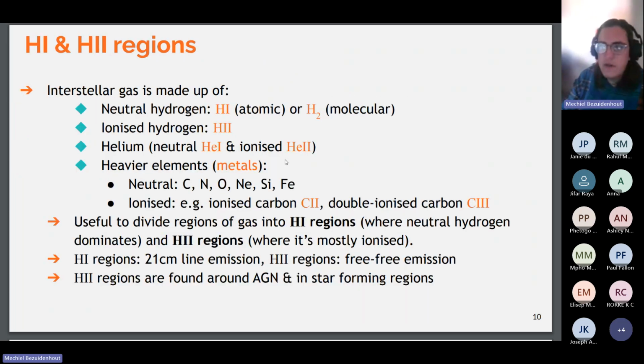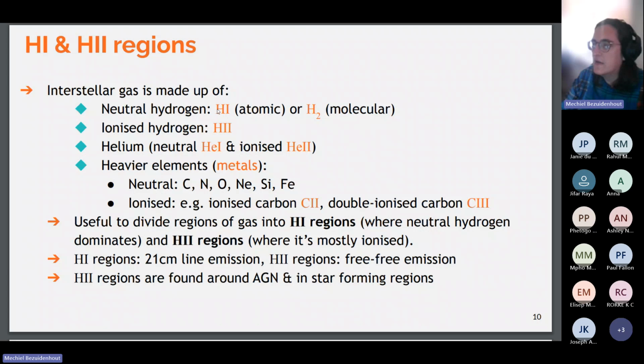A specific type of free-free emission is HII emission. But to describe that, I have to get into a bit of a tangent about really annoying astronomy nomenclature. So in astronomy, if we look at the interstellar gas, it's made up of a bunch of different elements. The most abundant element is neutral hydrogen, and it can be atomic or molecular. In radio astronomy, if it's atomic, we call the neutral hydrogen HI, where the I is a Roman numeral. If it's molecular, we call it H2, but the 2 is an Arabic numeral.